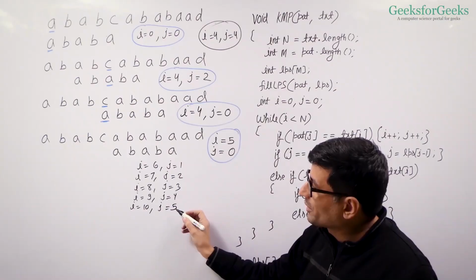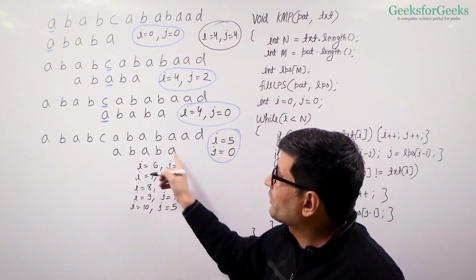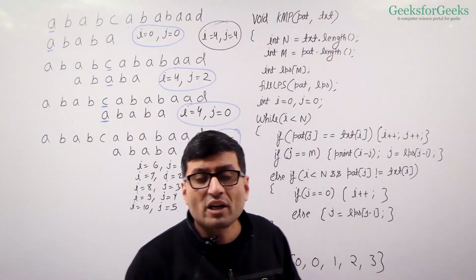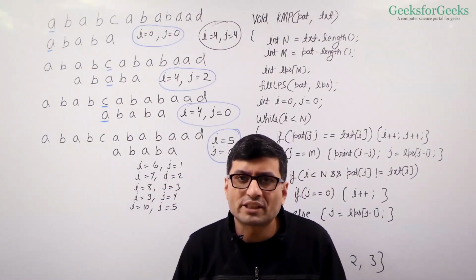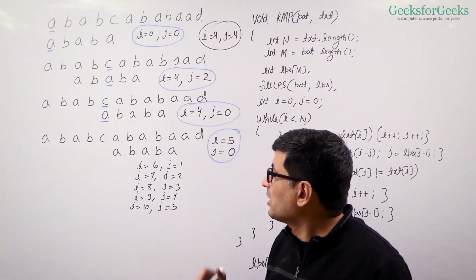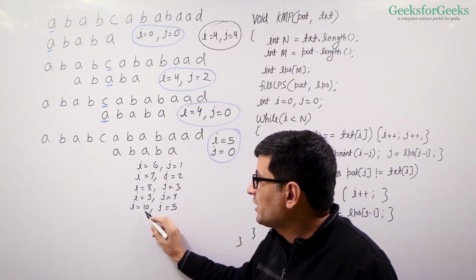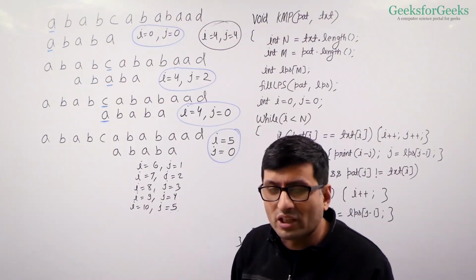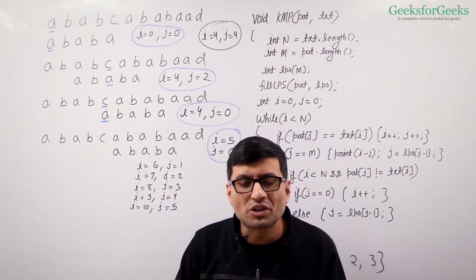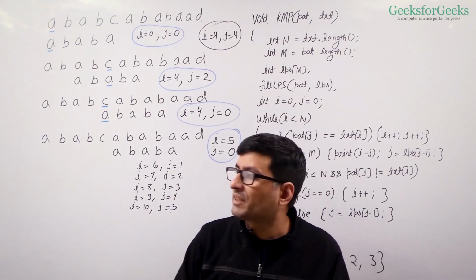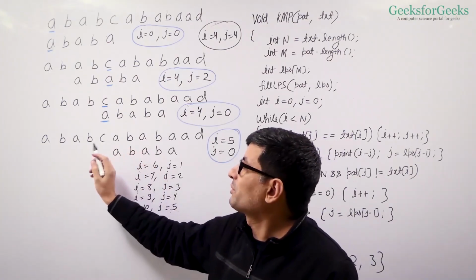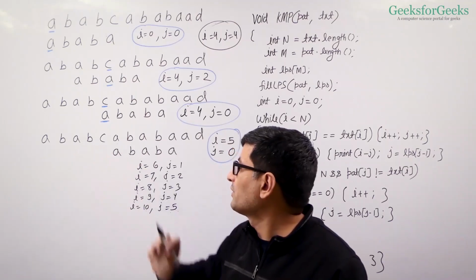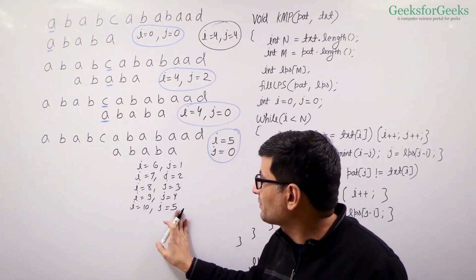So j now becomes m, which is the number of characters in the pattern. So we fall into this particular case and we print I minus j, or I minus m, because j is m right now. So what is I minus j? 10 minus 5. So we are going to print 5. We are going to tell the output that we found the pattern at index 5. And you can notice that this pattern is present at this index, which is 5: 0, 1, 2, 3, 4, 5. So we print 5 on the screen.